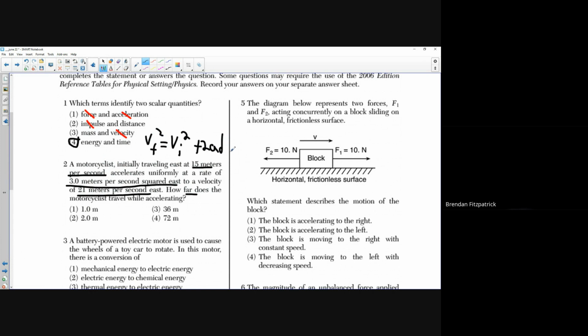That's for number 2. I'm going to skip the substitution, really showing you guys that. So I'm going to do 21 squared minus 15 squared. Now I'm going to divide that by 2 times 3. I'm getting 36 as my answer. Number 2 is choice 3. Good. Okay, so I knew by what variables they told me what equation I had to use.